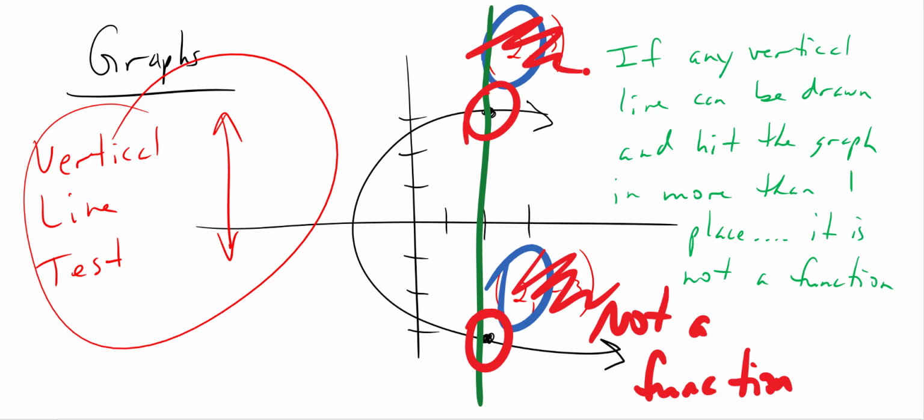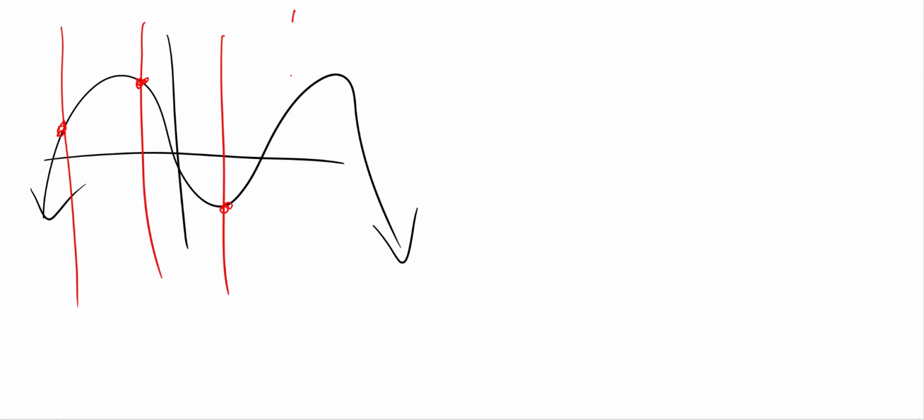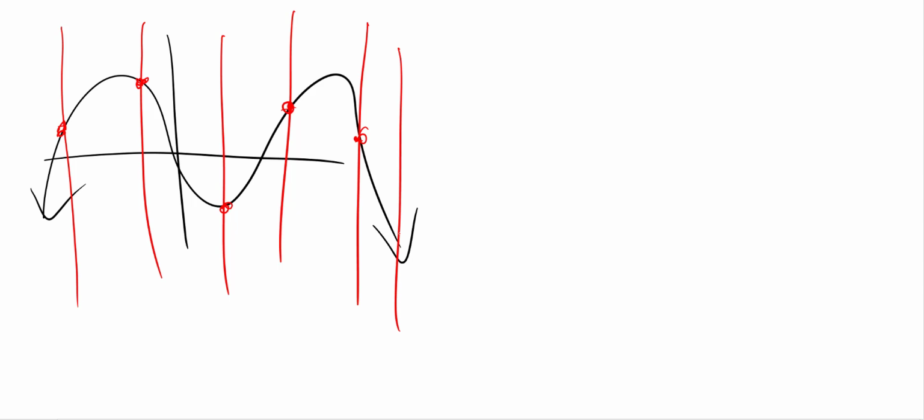Literally, if you draw a vertical line and it hits the graph in more than one place on any part of it, it is not a function. Okay, so let's do a couple more examples here. If I give you a graph that looks like this, right away, I try to draw some vertical lines. Here's a vertical line. Oh, I hit it in one spot. There is no line that I could draw where I'm going to hit it in more than one spot. So I would say this is a function.